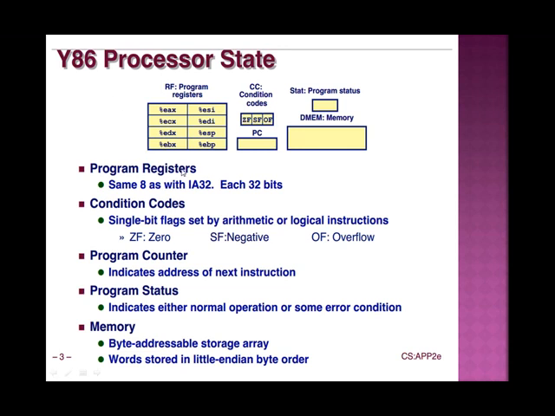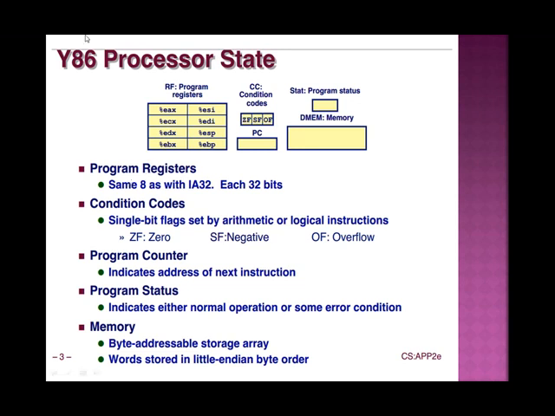Then let's start with the Y86 processor state, or what is Y86. So this is the Y86 processor state. These are the multiple registers. RF is known as program registers. These are the CC condition codes. These are the PC, DMEM, that is the memory, and the Stat is program status. It contains multiple parts.